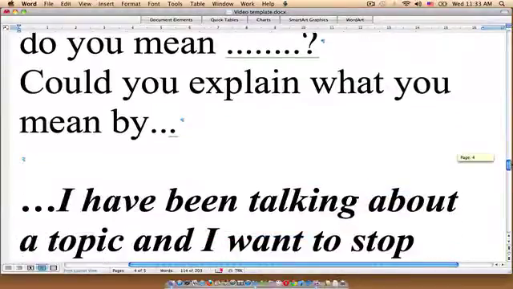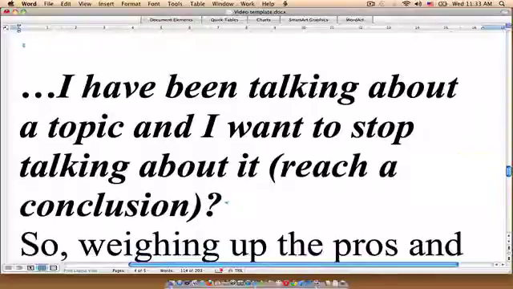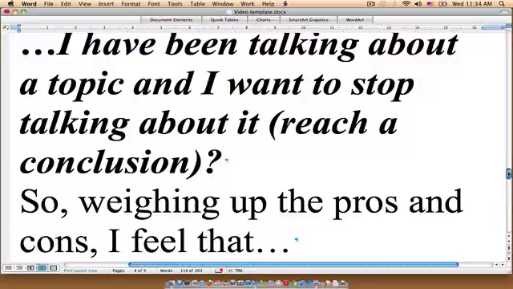Now, what do I do if I have been talking about a topic and I want to stop talking about it? Or in other words, I want to reach a conclusion. In part 2 of the exam, you're delivering your monologue. You're talking to your examiner about a certain topic, and you've been talking for a bit, and now you want to come to some sort of conclusion, or stop the monologue in a good way. So what are some phrases that we can use to do this?